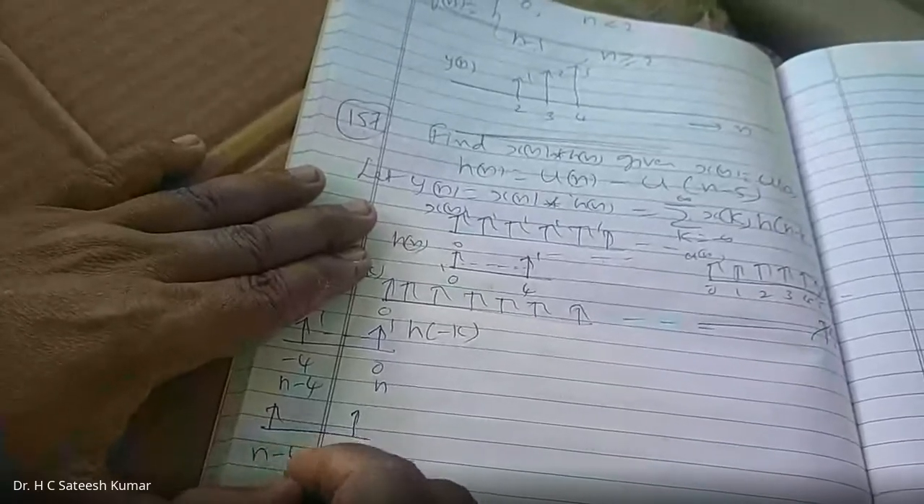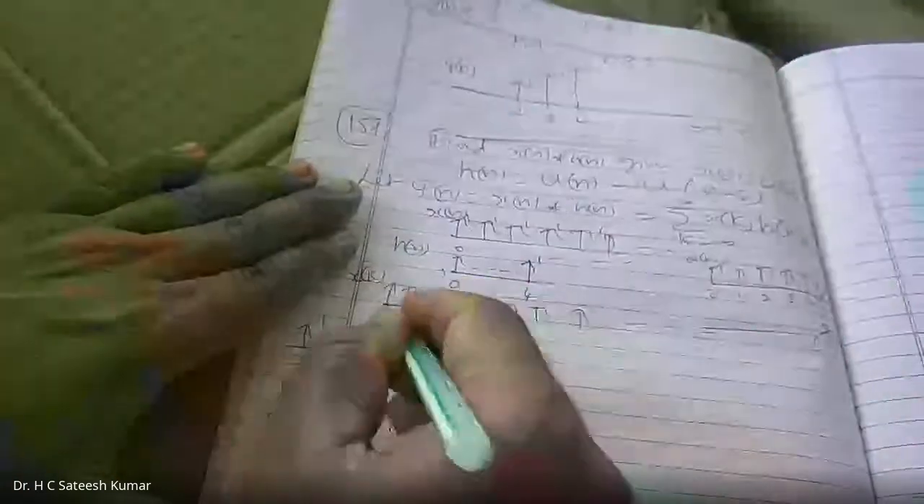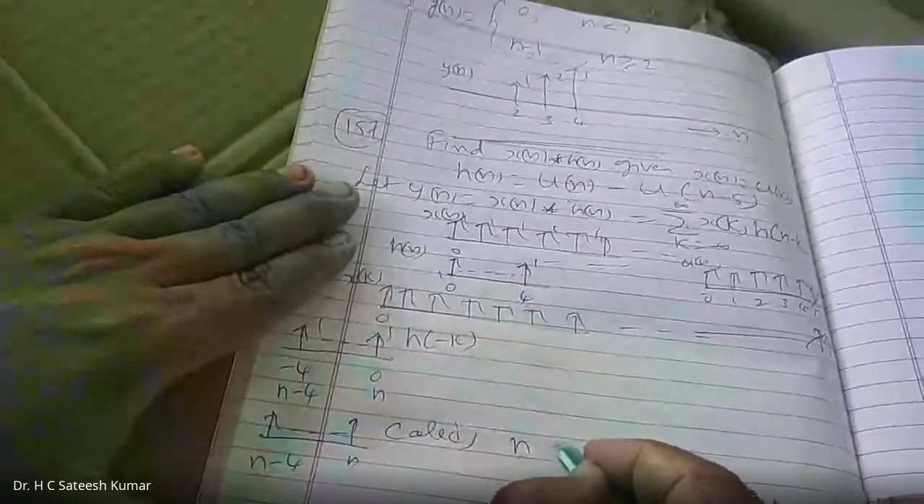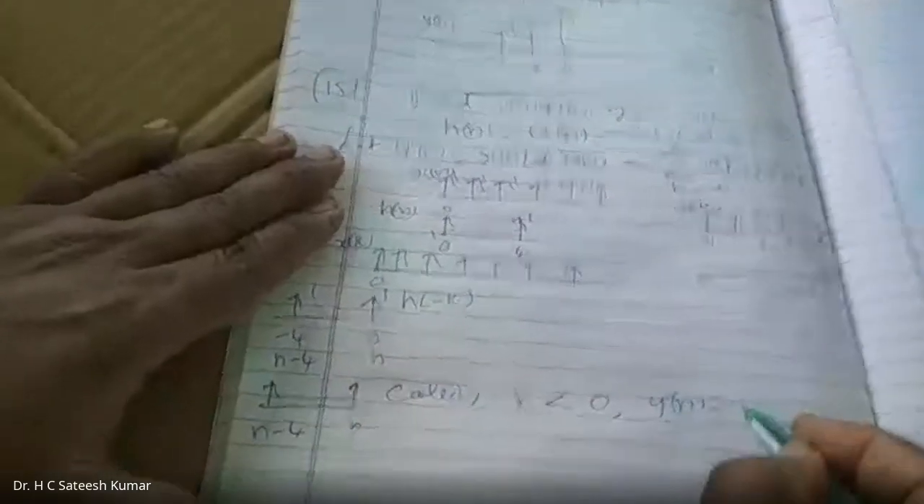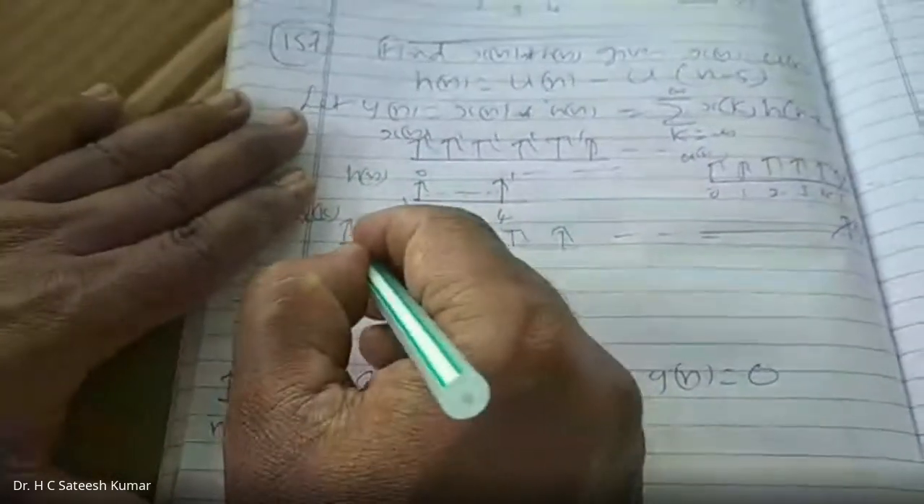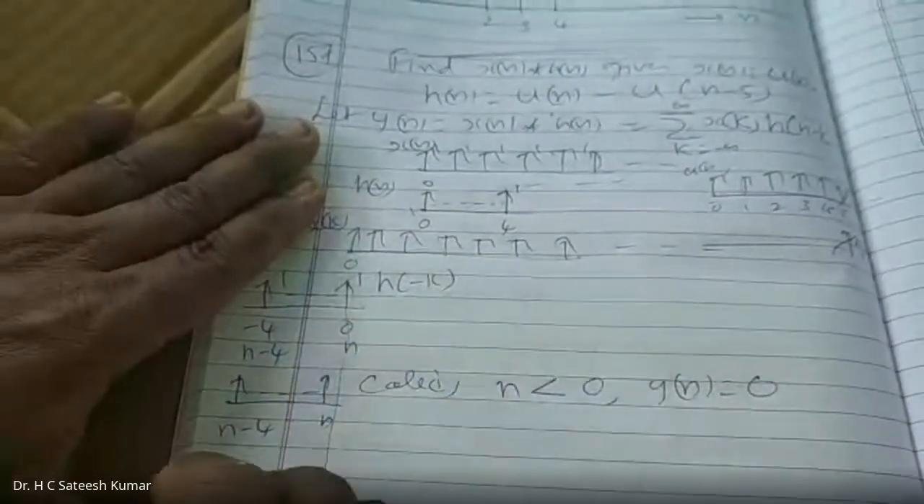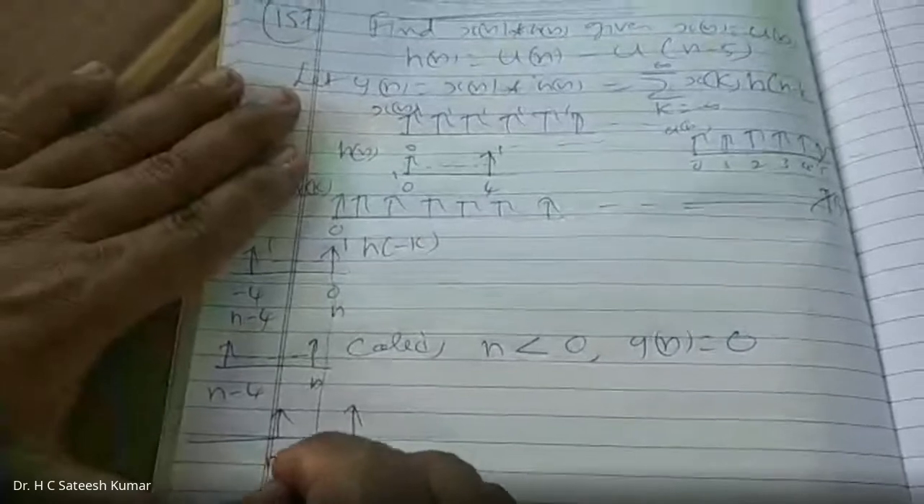N minus 4. Case 1 is what? As long as n is before 0, n is less than 0. Y of n is equal to what? And y of n is equal to 0. Next. Now it starts overlapping. N and n minus 4.